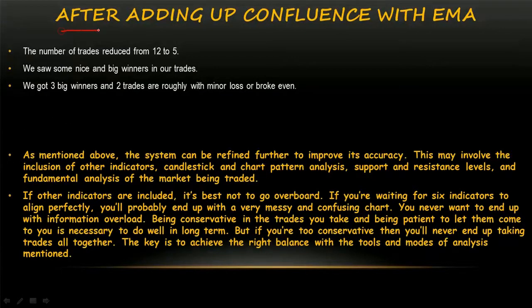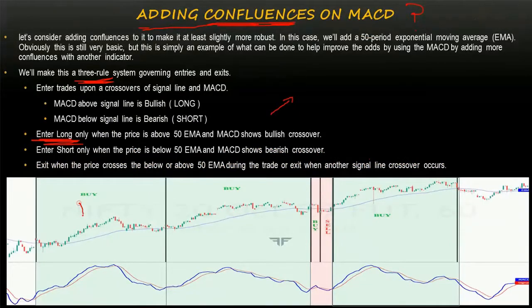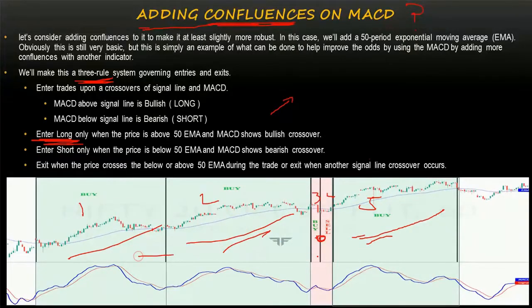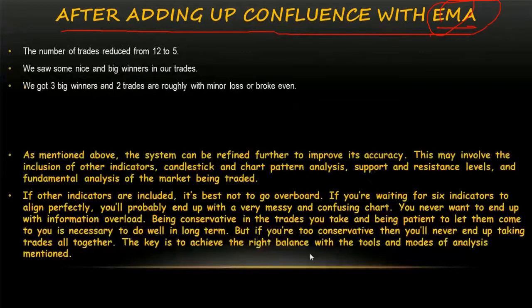As you saw, after adding the very basic confluence to MACD using the exponential moving average, the number of trades reduced to 5 from 12. We saw some nice big winners in our trades. But when you observe clearly, we got 3 big winning trades, but 2 trades were roughly no loss or break-even trades. As mentioned above, the system can be refined further to improve the accuracy.